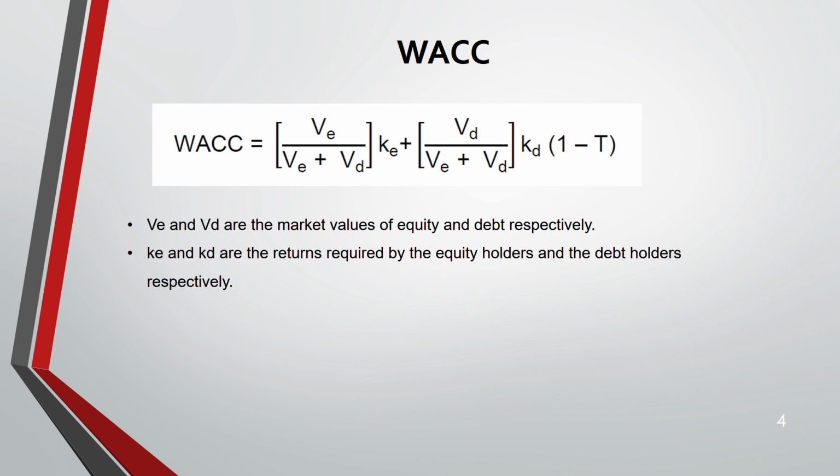Second is KE and KD. KE is cost of equity. How are we going to get it? In the previous slide, I have shown you the 3 methods. CAPM, DVM and M plus M. KD, cost of debt. You have to work it out. Then T is the corporation tax, 1 minus tax rate. When we are finding the cost of debt, remember, debt is tax deductible. What is the meaning of it?